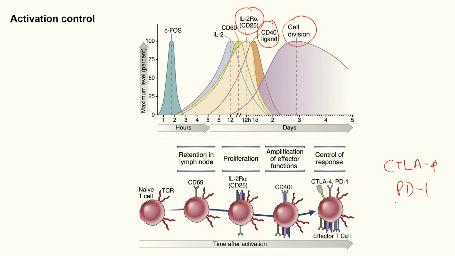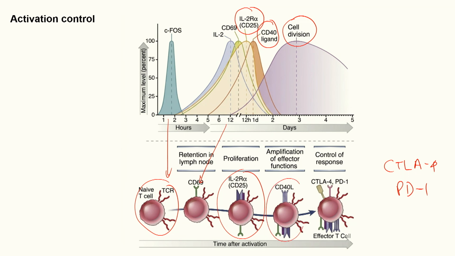And if we look in parallel at what is happening in the cell type, we can say that these are the naive T cells which have an expression of CFOS, and further once there is an expression of CD69, we can see that these are getting retained in the lymph node, and then based on the IL-2 expression, these cells are getting proliferated, and then further based on the CD40 and CD40 ligand interaction which we have discussed in the co-stimulation, we can see that these are getting amplified to provide an effector function.